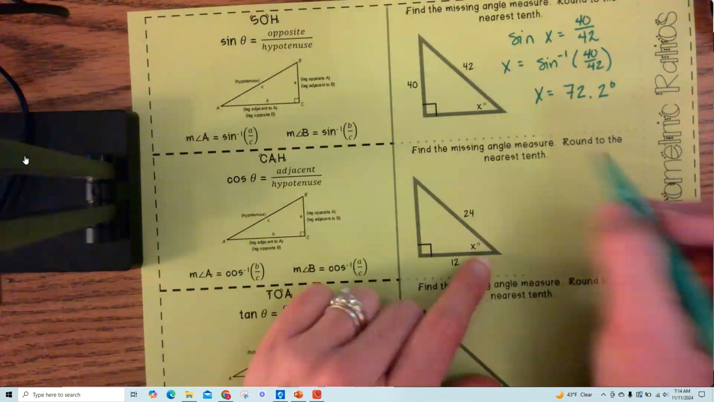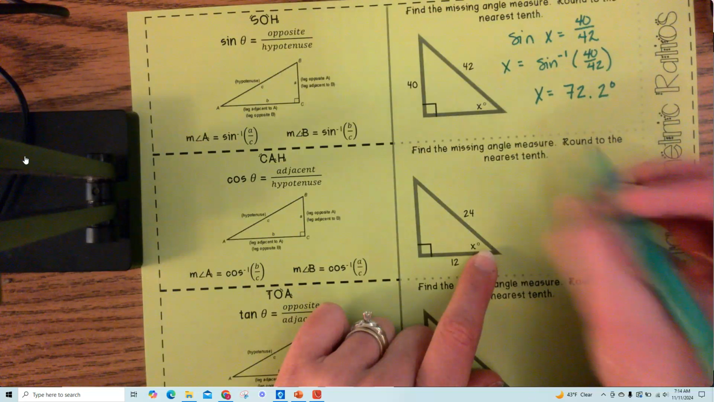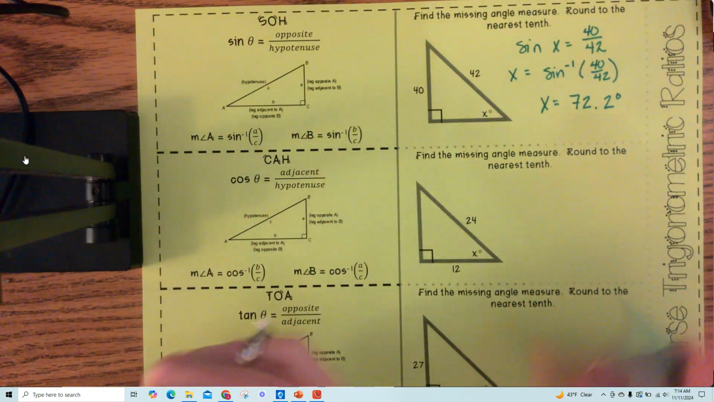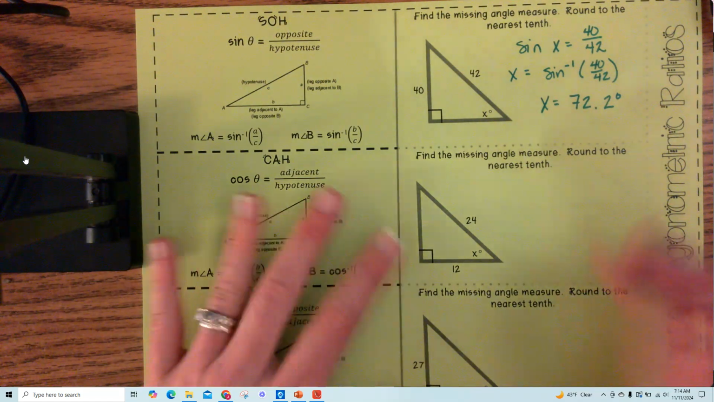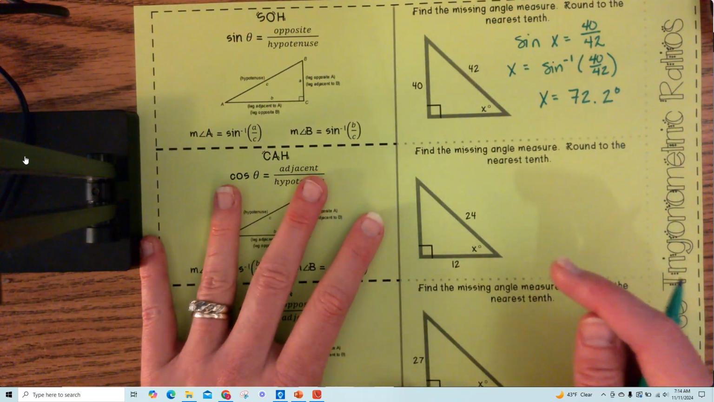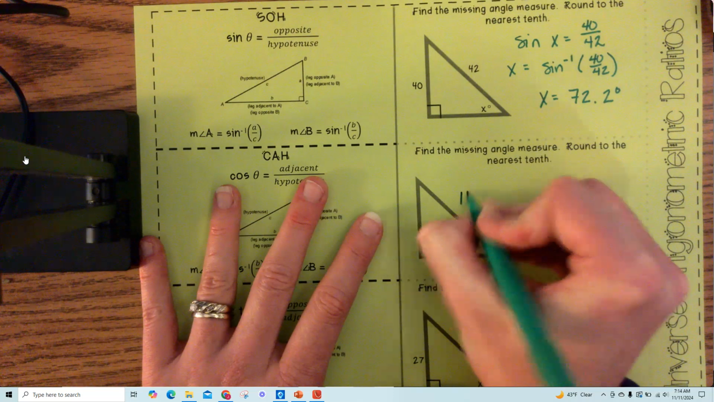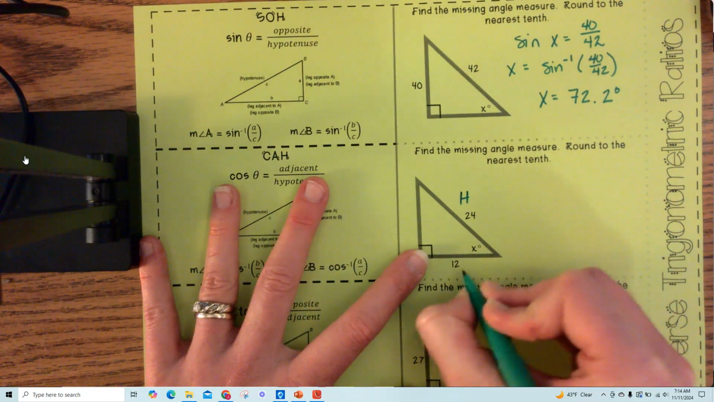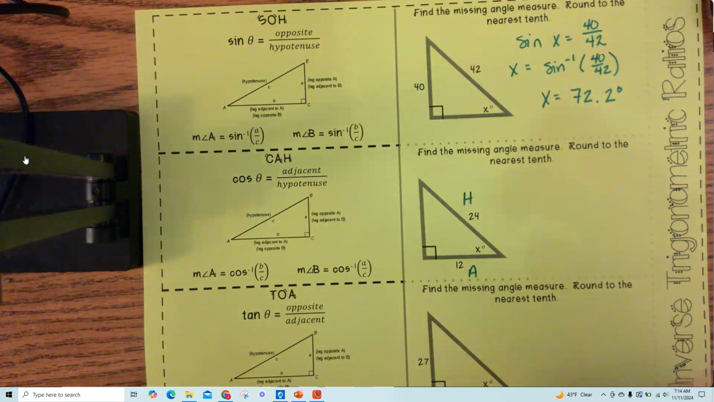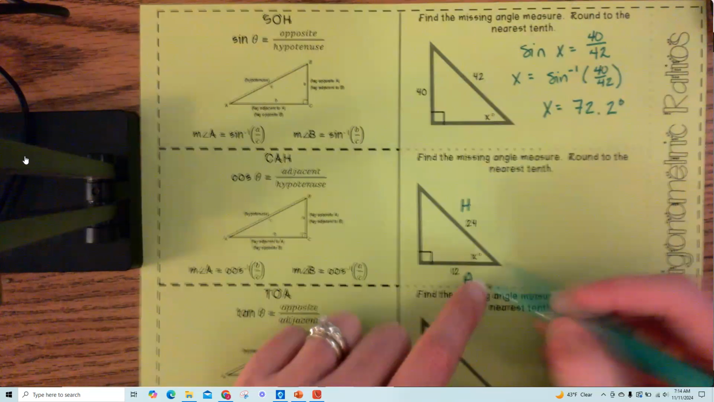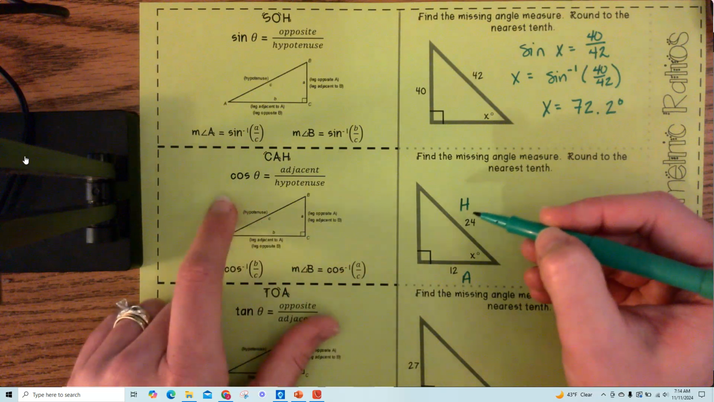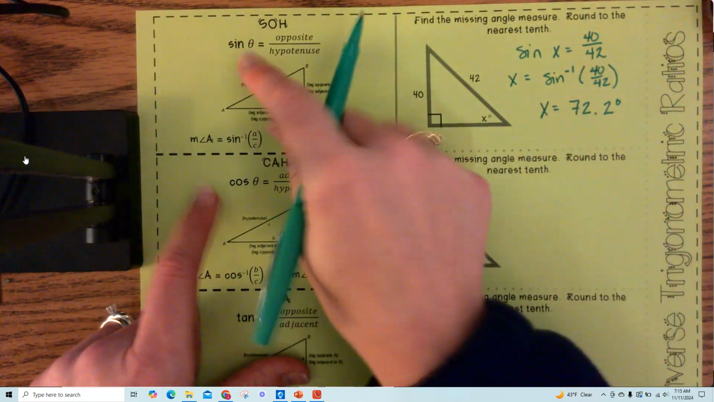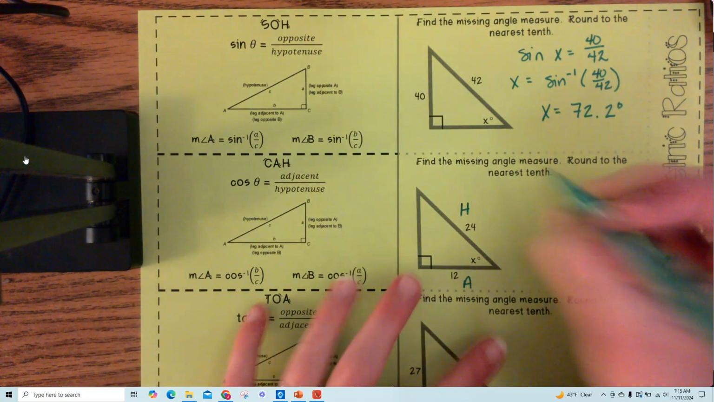Okay, so we're going to find the missing angle measure. Here it is, round to the nearest tenth. When we're doing this, they're not going to tell us to use sine or cosine. We have to look at these figures and see what we have. 24 is the hypotenuse, and the 12, in reference to angle x, is an adjacent side. I have an adjacent and a hypotenuse, so I'm going to use cosine. You have to use what you're given to figure out if it's sine, cosine, or tangent.